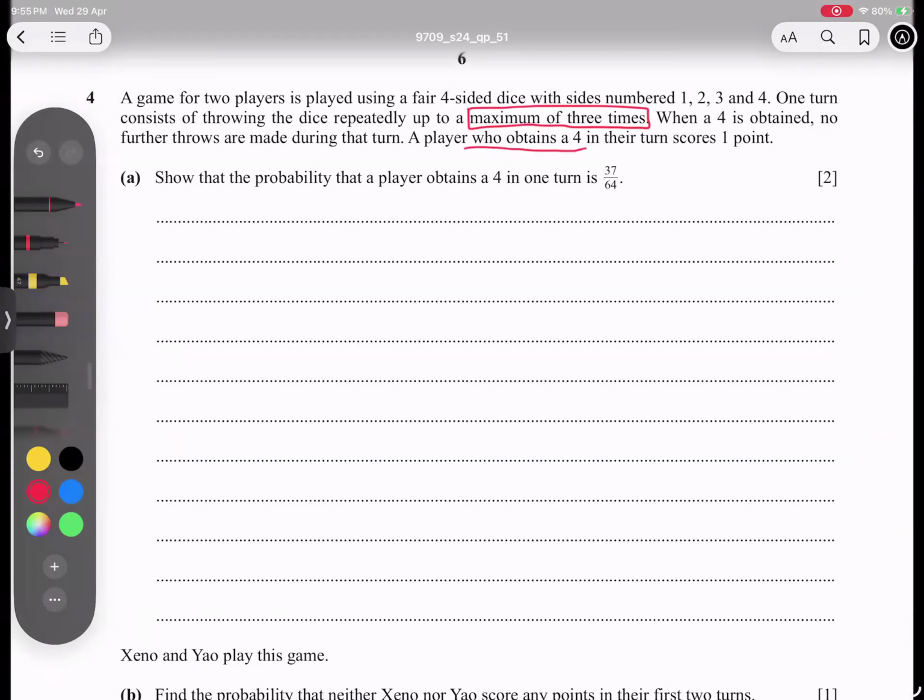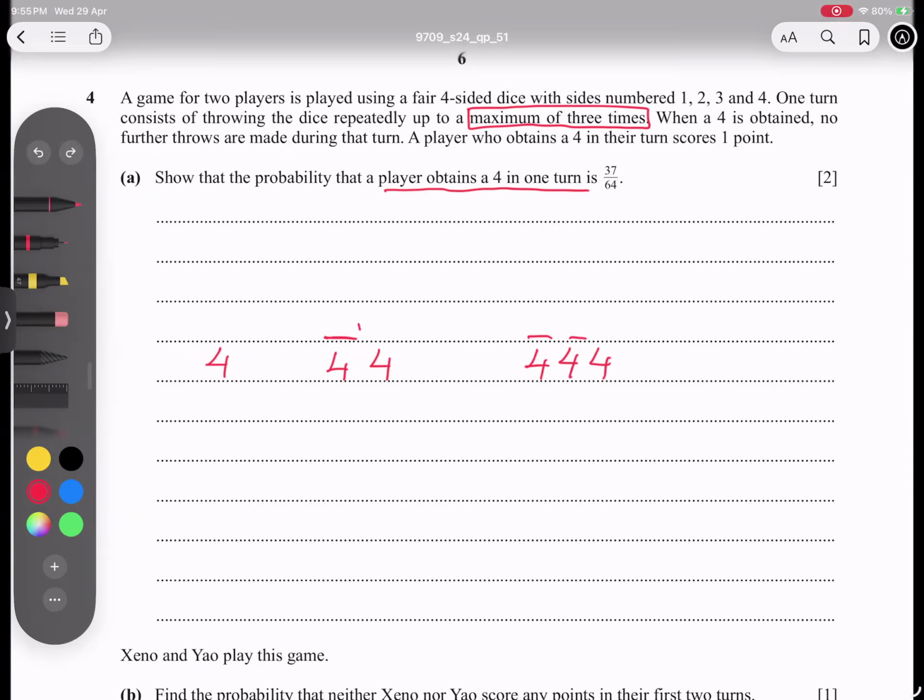The player who obtains 4 in their turn will score 1 point. Show that the probability the player obtains 4 in one turn is 37 over 64. So you know what the possibilities are, students? Maybe he gets a 4 in the first attempt. Or maybe in the first attempt he's not getting 4, and in the second attempt he's getting 4. Or maybe in the first 2 attempts he's not getting 4, and then he's getting 4, because as he obtains a 4, he will stop at the same time.